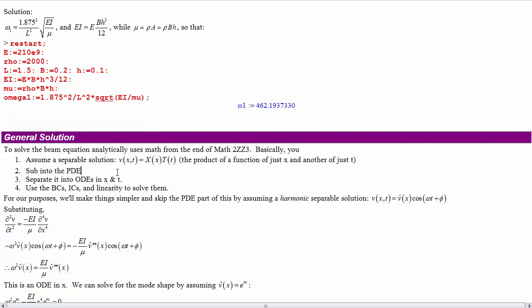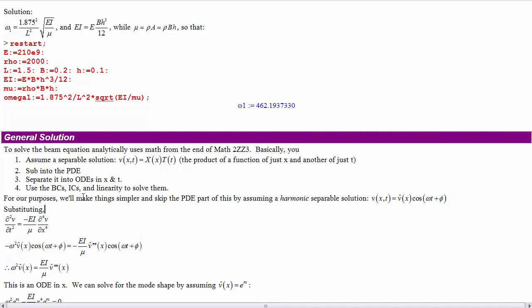So basically what you do is you assume you can find a separable solution, which is a function of x multiplied by a function of t. Then you substitute that into the partial differential equation, this one, and then separate out into two ordinary differential equations in position and time. Then use the boundary conditions and initial conditions and linearity to solve them. So you find solutions and then form a linear combination of them, because the original differential equation is linear, usually forming an infinite series, so you can satisfy the initial conditions.